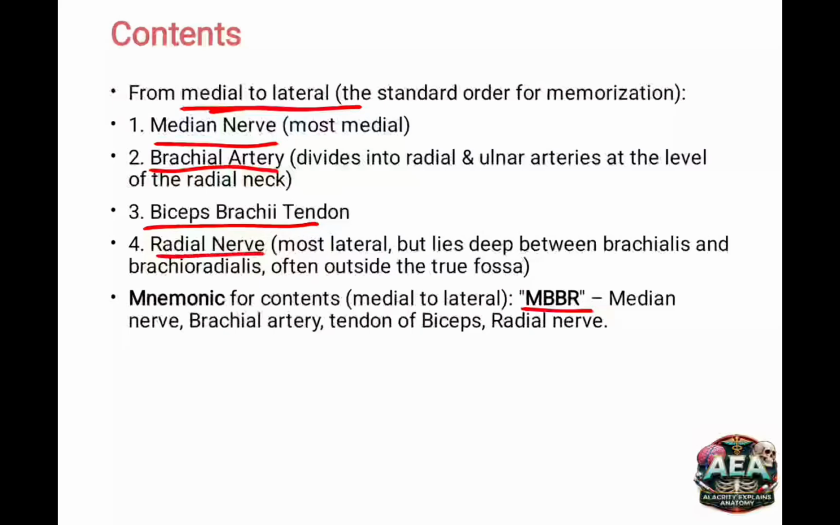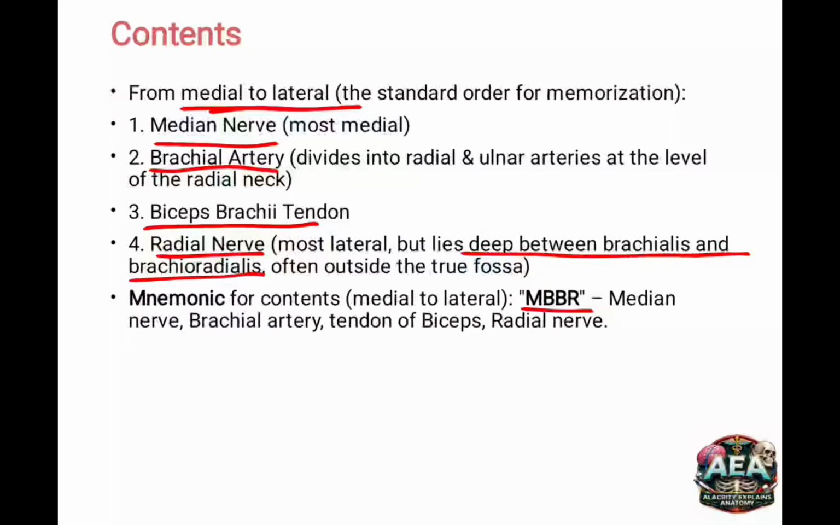We have the radial nerve, which is the most lateral structure, but lies deep to the brachialis and brachioradialis muscle, often outside the true fossa. So some textbooks don't include the radial nerve depending on their understanding of the cubital fossa.